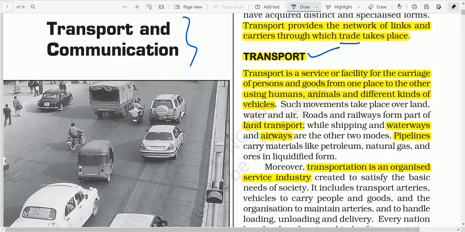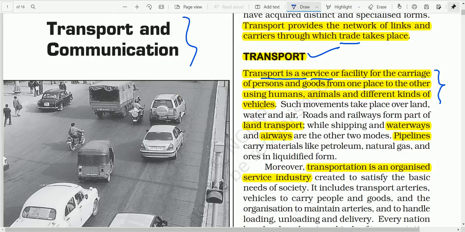What do you mean by transport? Actually, this is not a new concept. We have already learned about transport in the previous, lower classes. Now again, let us read this here. Transport is a service or facility for the carriage of persons and goods from one place to the other using humans, animals, and different kinds of vehicles. So transport is a kind of service, as we have learned in the previous chapter also.